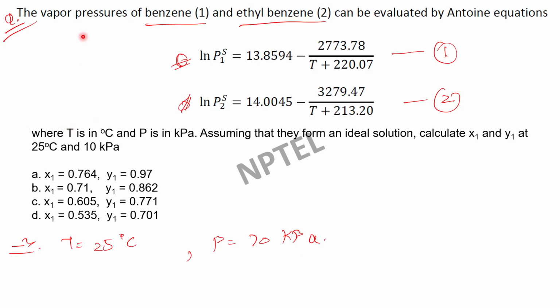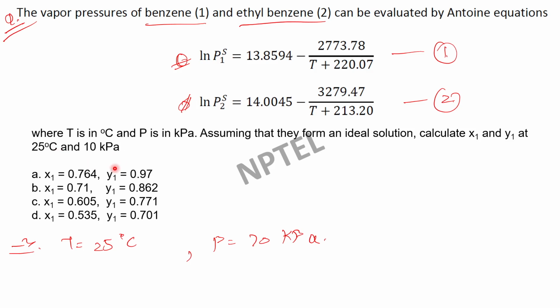Okay, so now this question relates to two components. The vapor pressure of benzene and ethylbenzene can be related using the Antoine equation, this and this. So whenever you see this type of equation, like ln of p1 sat is equal to A minus B upon T plus C, similarly ln of p2 sat is equal to A minus B upon T plus C, where temperature is given in degrees Celsius and the pressure is in kilopascal. Assume that they form an ideal solution. Calculate x1 and y1 at a temperature of 25 degrees Celsius and pressure of 10 kilopascal.